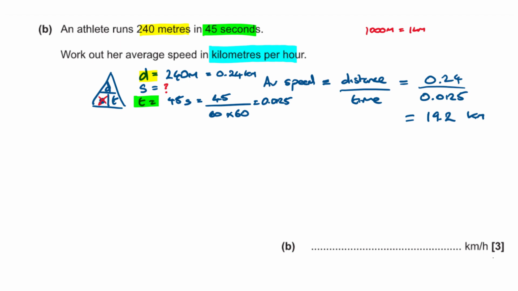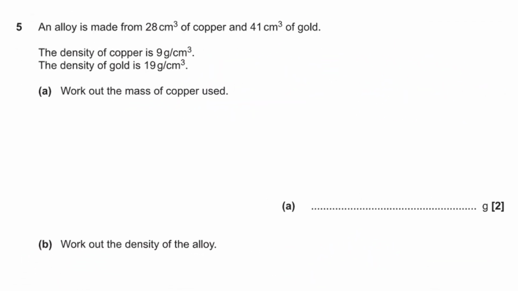19.2 kilometers per hour. Okay, so 19.2. An alloy is made from 28 centimeters cubed of copper and 41 centimeters cubed of gold.